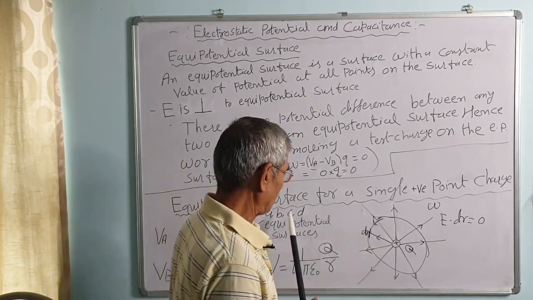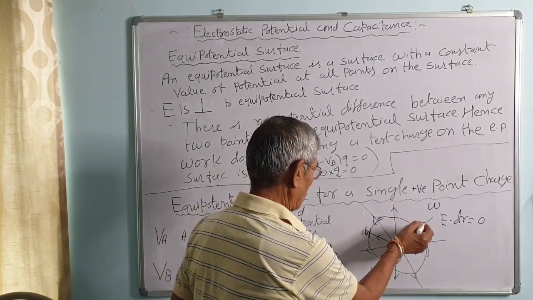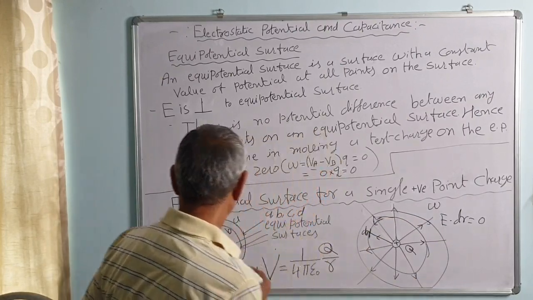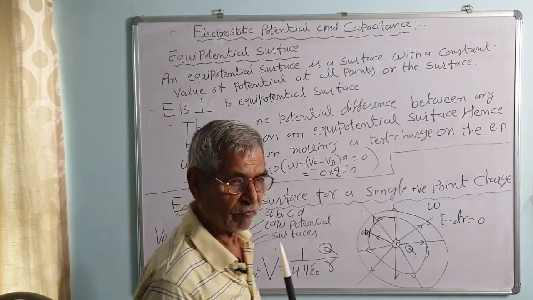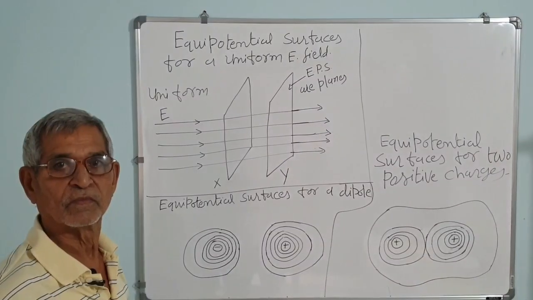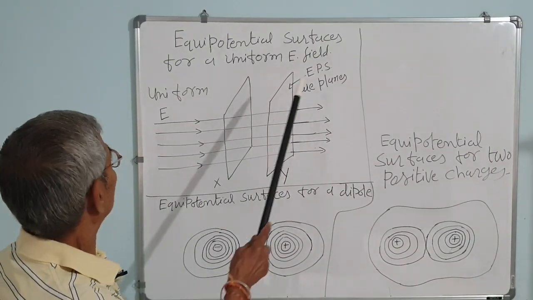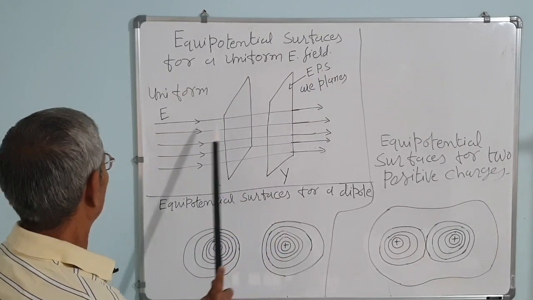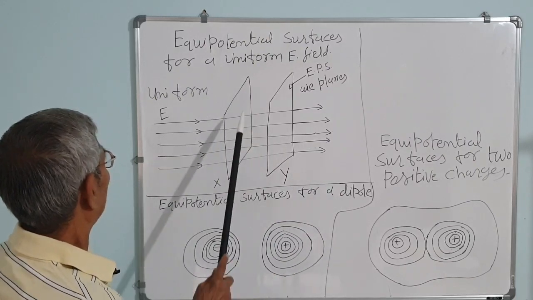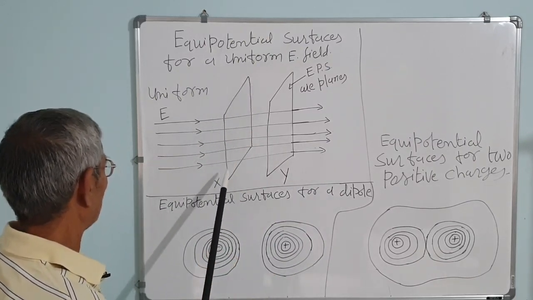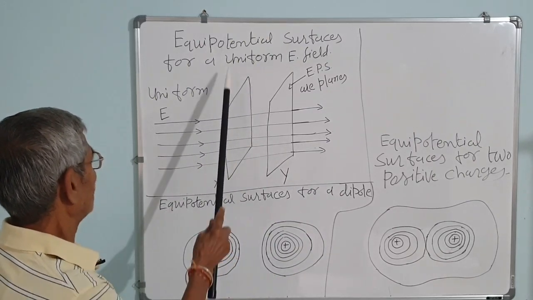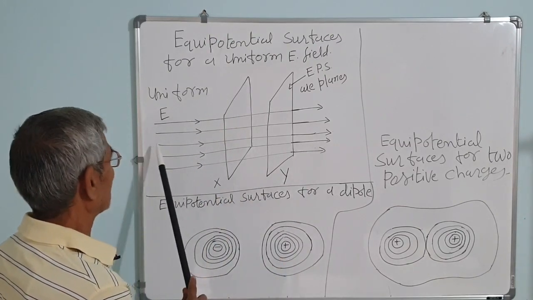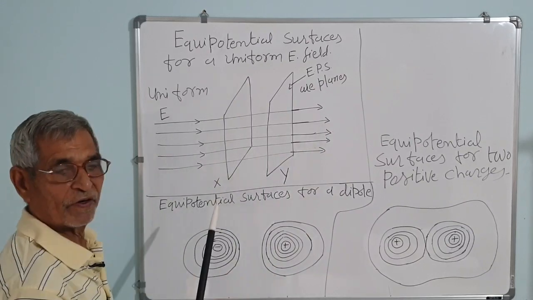Now, electric field lines, we know they are at right angles, so you can combine this figure and draw the electric field lines here also. Equipotential surfaces for a uniform electric field. In the figure, this is the electric field direction, and these are equipotential surfaces, they are planes along the y axis. So the planes are at right angles to the electric field lines.